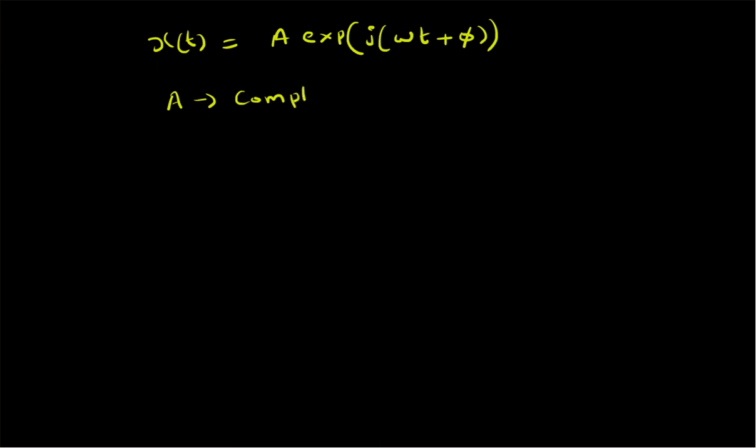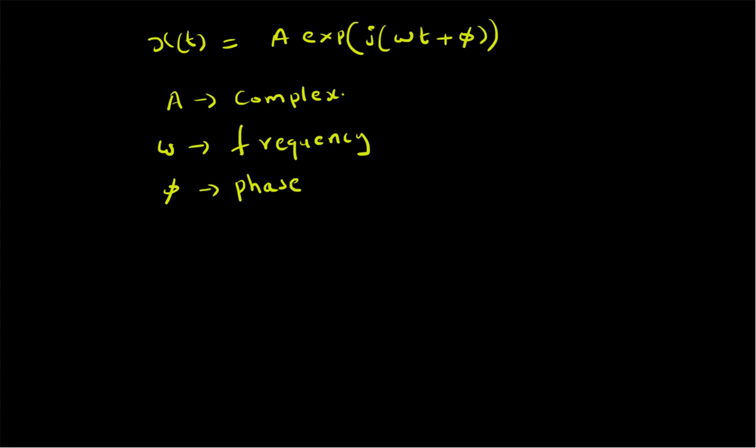So let us call the signal x of t equals a times exponential of j into omega t plus phi. That is a basic complex exponential signal, where a can be a complex value, omega is the frequency, and phi is of course the phase term, the initial phase.